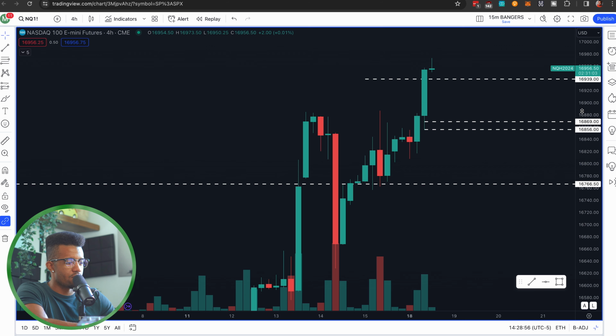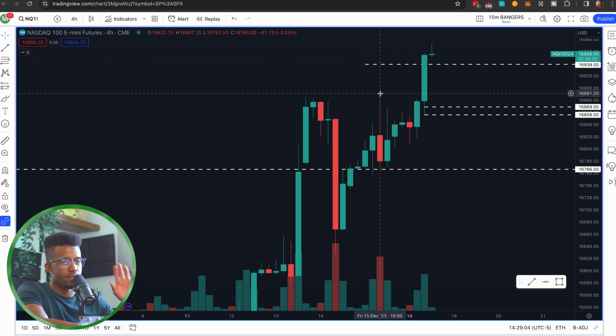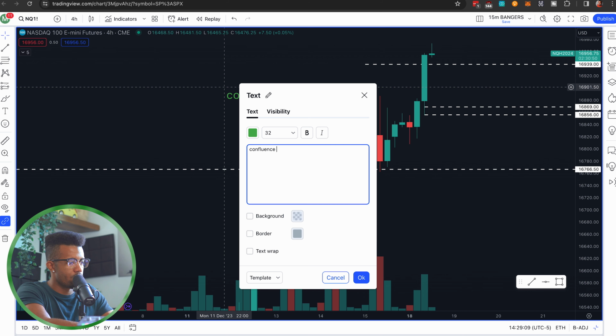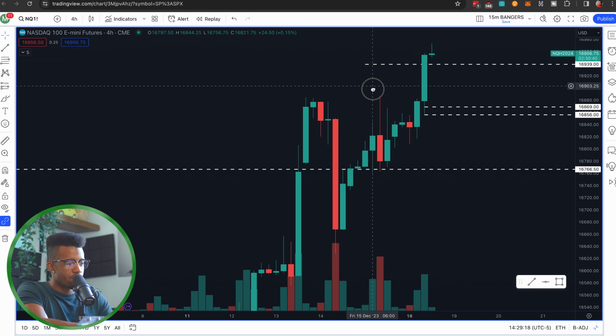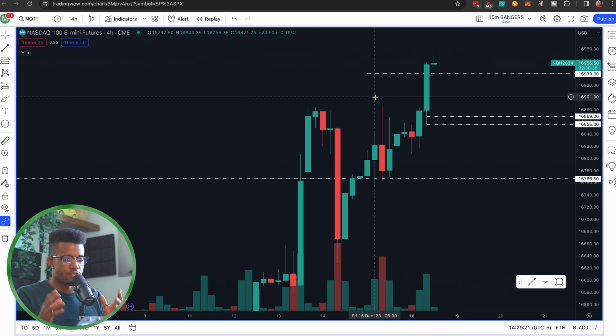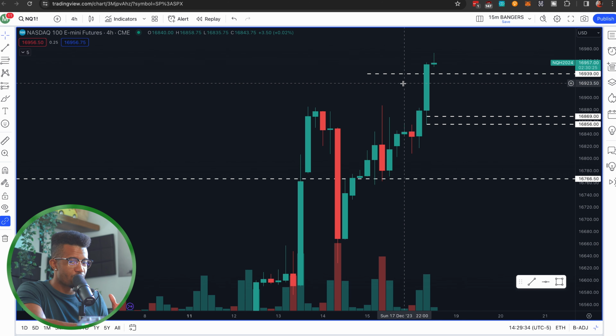I want to do this on the higher time frame chart, and I always want to find as much confluence between the high time frame and the lower time frame as possible. So let's write that down. Confluence is king when reading candles. Okay, you need confluence, because what's going to happen is, and I've done this, all traders still do this, and as you become a better trader, you recognize that you're doing this and then you stop doing it. But you'll see something on the shorter time frame and then you'll forget about what you said on the higher time frame.